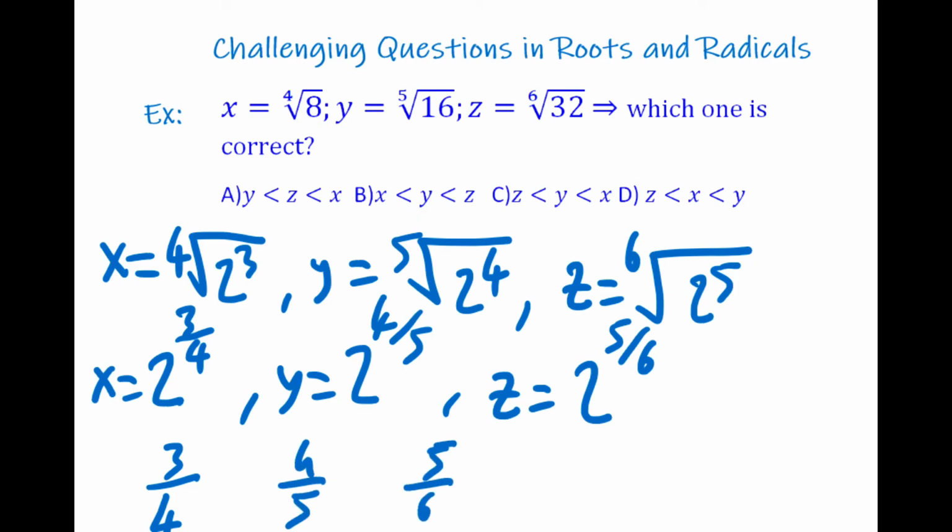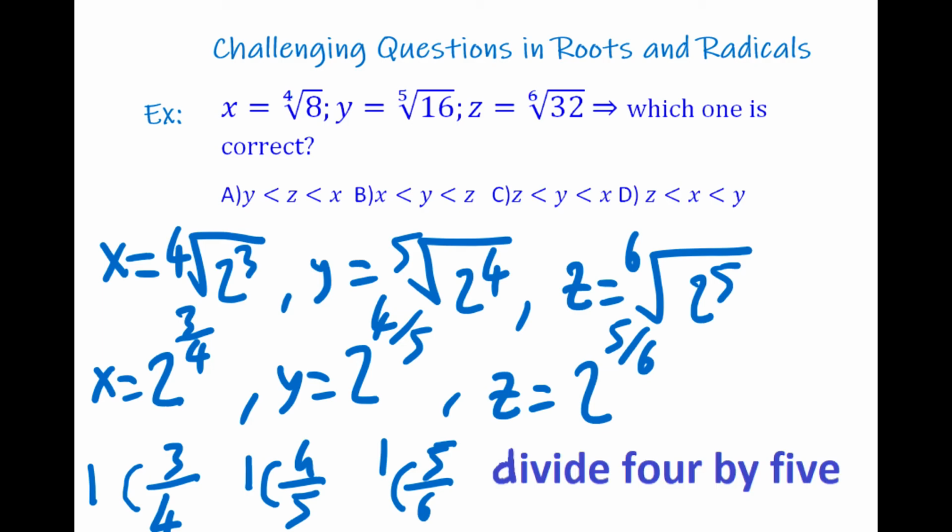If you realize here, the difference between numerator and denominator is the same, which is 1, right? What you can do is just divide 3 by 4 and find the result. Similarly, divide 4 by 5 and find the result, and divide 5 by 6 and find the result, and then compare the results. This is one way, but there is a faster way.